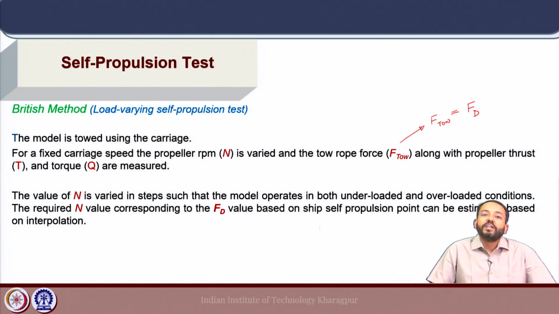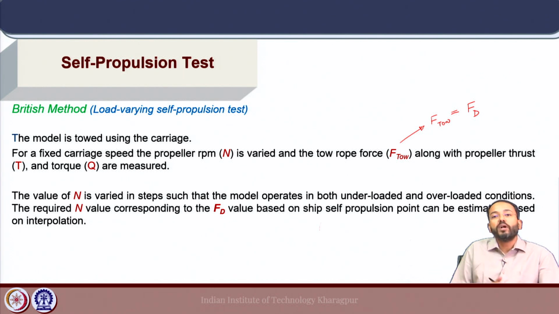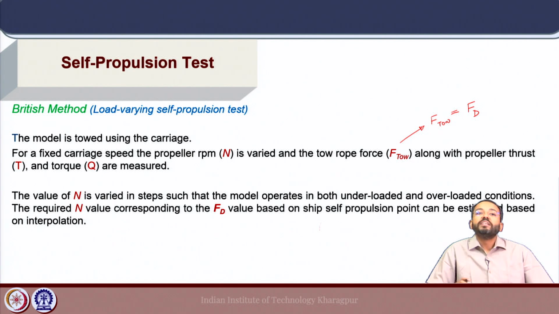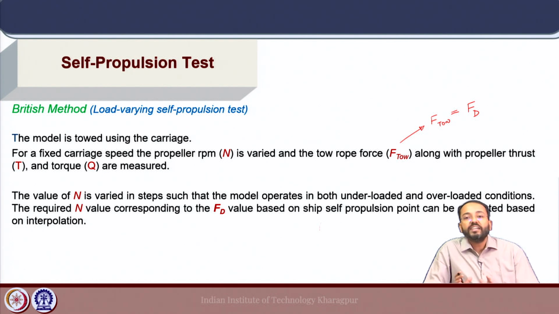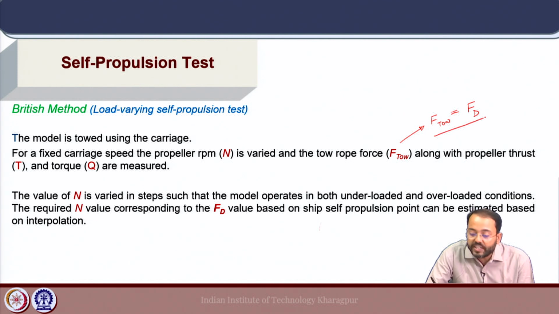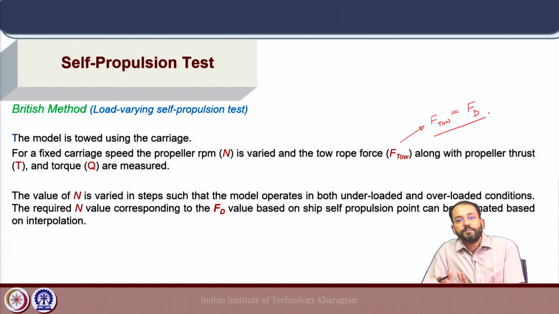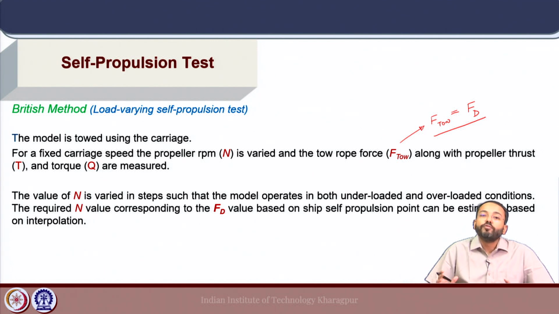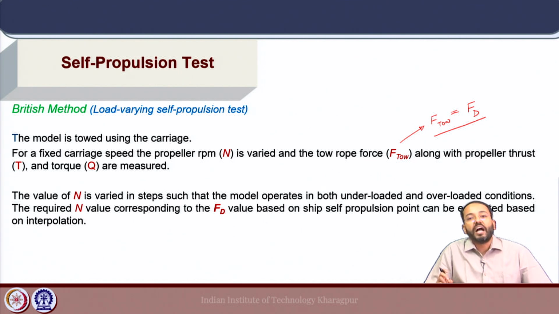So, the value of the RPM of the propeller N here is varied in such a way that the tow force is both lower and higher than the required FD, or the skin friction correction force. Now, the required value of RPM at the value of the tow force equal to FD, or the self propulsion point in the ship scale, is calculated by interpolation. So, at least 3 to 4 runs are taken covering the self propulsion point, and by interpolation we can calculate the self propelled RPM, and at that RPM the thrust and torque values are also obtained from interpolation.